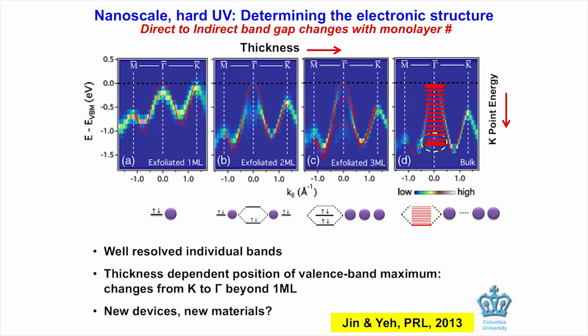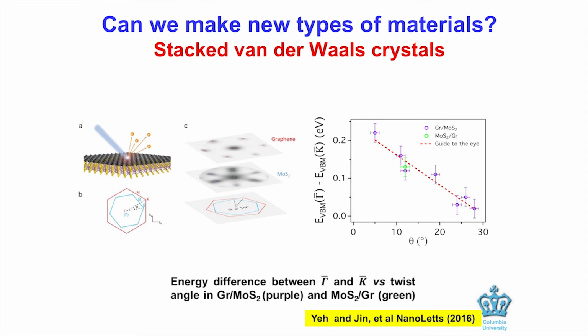So there's actually some beautiful pictures that were taken in Professor Heinz's group, which show that you have a bright object at 1 monolayer and you go to 2 monolayers and you can't see it. Or you can see it, but it's much harder to see. Okay? So new devices, maybe this means new devices, new materials.